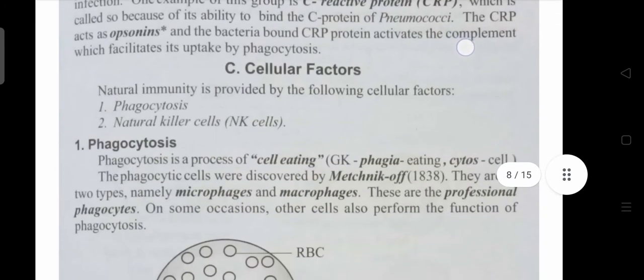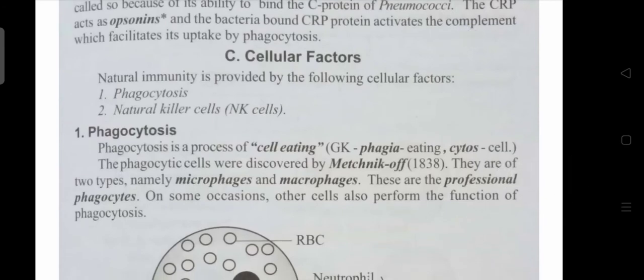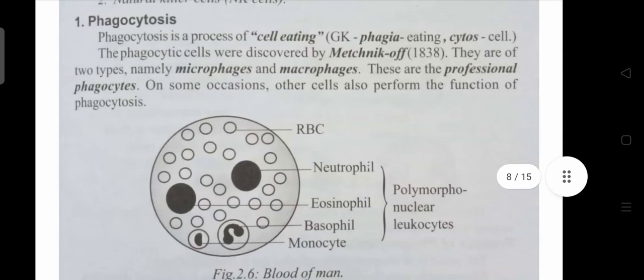Next one is cellular factors. Natural immunity provided by cellular factors includes phagocytosis and natural killer cells. Phagocytosis is an important topic in innate immunity. It is a process of cell eating. There are mainly two types, microphages and macrophages. These are professional phagocytes. On some occasions, other cells also perform the function of phagocytosis.